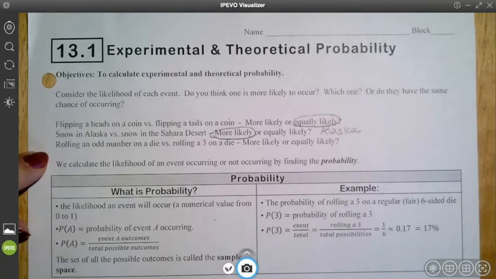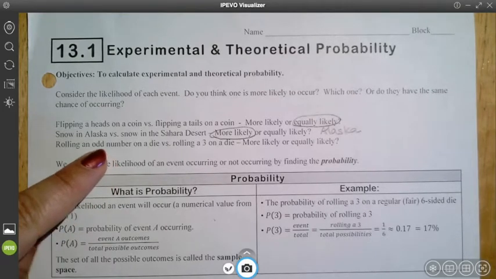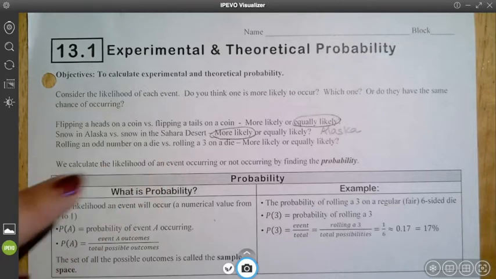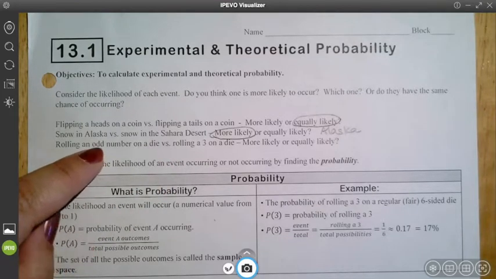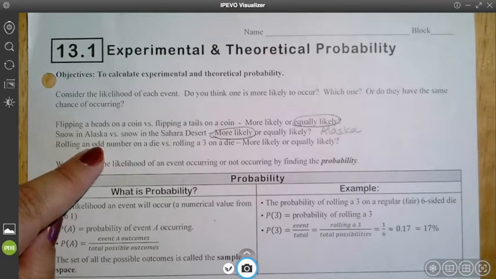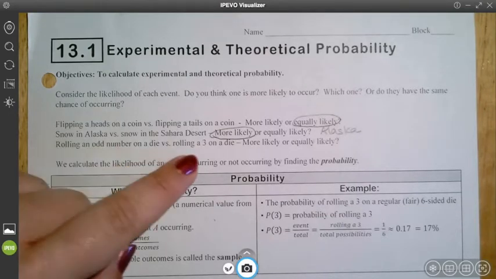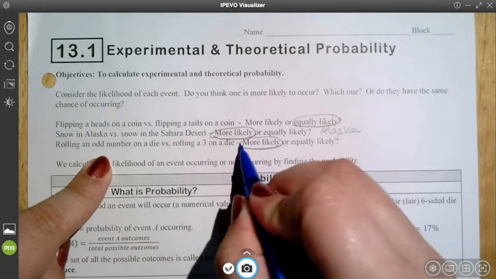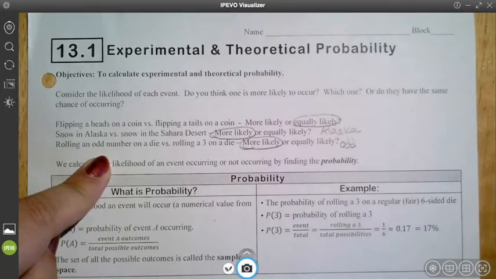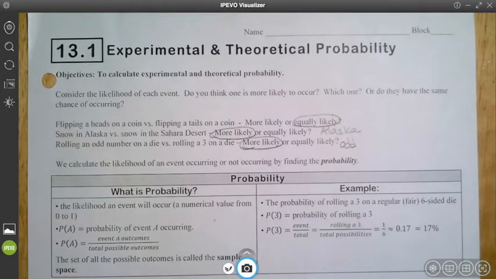In our third case here, rolling an odd number on a die versus rolling a 3 on a die. Now, die is singular, dice is plural. So this says we're rolling only one die, and we want to know, are we more likely to get an odd number or 3? Well, 3 is an odd number, but 1 and 5 are also odd numbers. So there are 3 different numbers that we could roll in order to satisfy this first case, and only 1 number that we can roll to satisfy the second case. So we are more likely to roll an odd number, which does include 3, but it also includes 1 or 5.